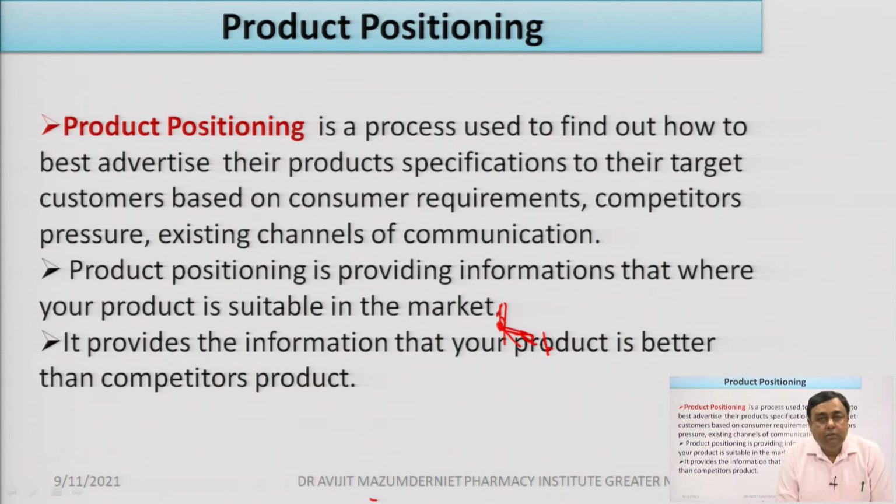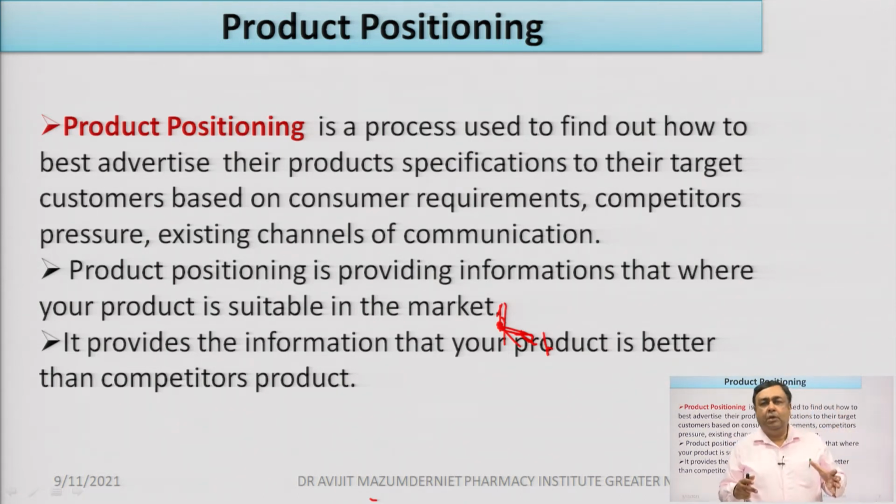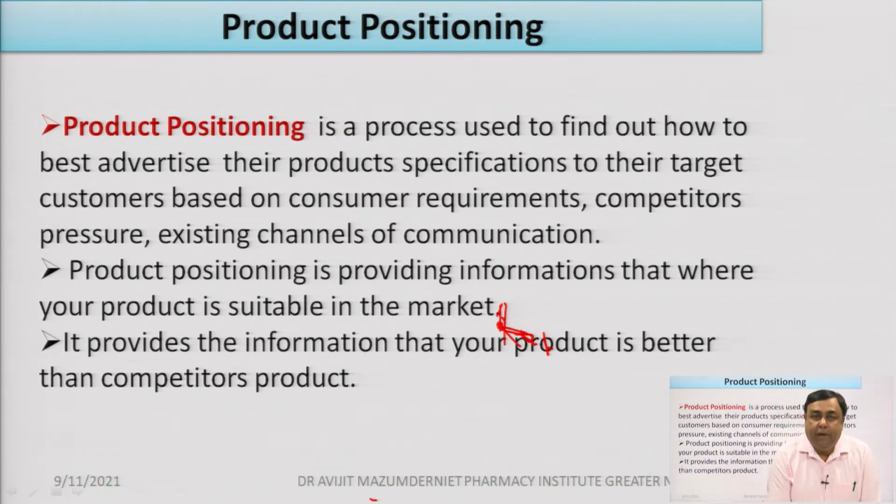Marketing is an art. Now, product positioning, therefore, is a process to find out how to best advertise the product specifications to the target customers based on consumer requirement and competitor pressure, because you know that already in the market there are a large number of competitor products. So, there is an existing pressure from the competitor's products which you need to combat and counteract, and you need to do it through the existing channels of distribution, whatever channels you are using to reach the customer.